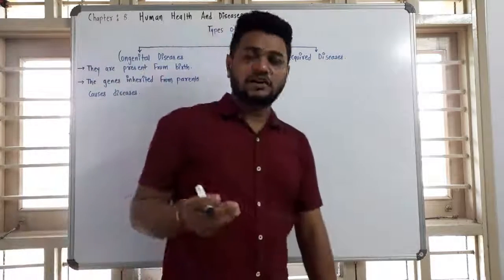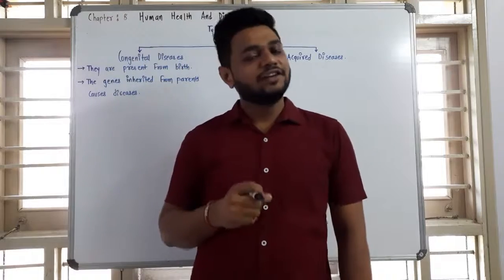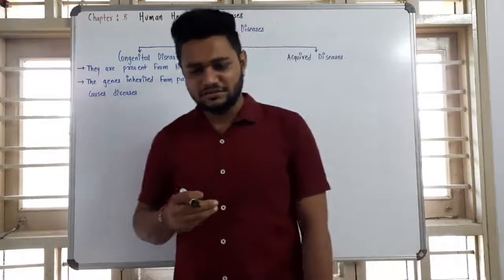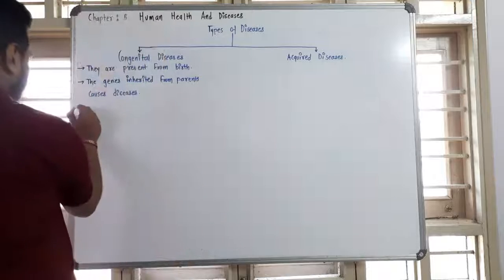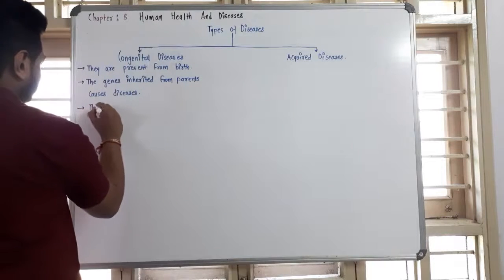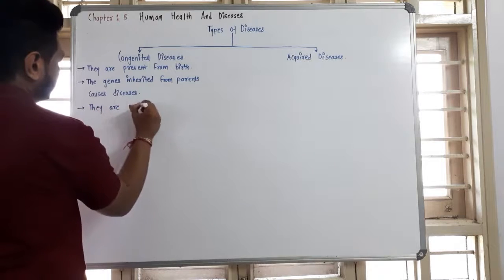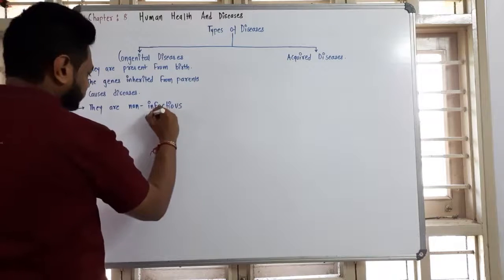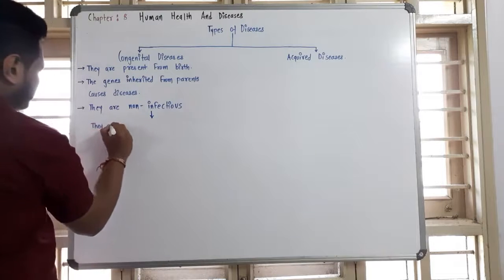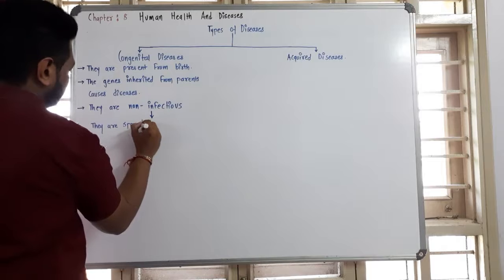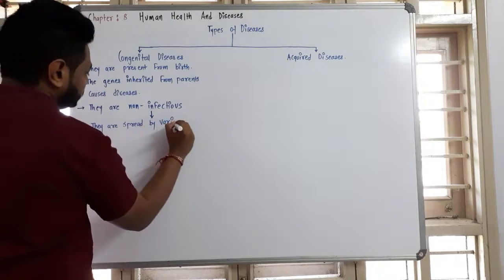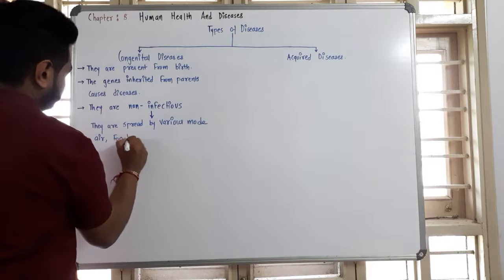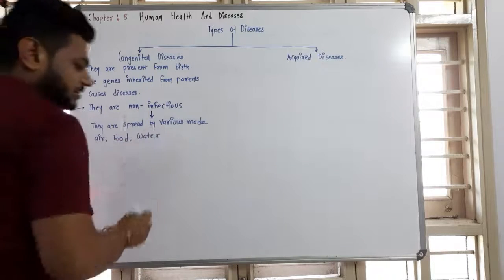इसके बाद इसका हम आगे का nature देखें. They are non-infectious. They are not spread from one to another by food, air or anytime. So basically these diseases are non-infectious. Non-infectious means they are not spread by various modes that are either air, food, water, etc.